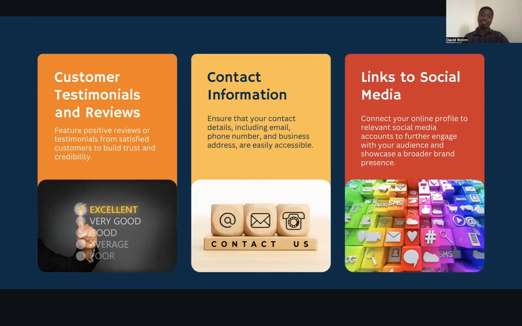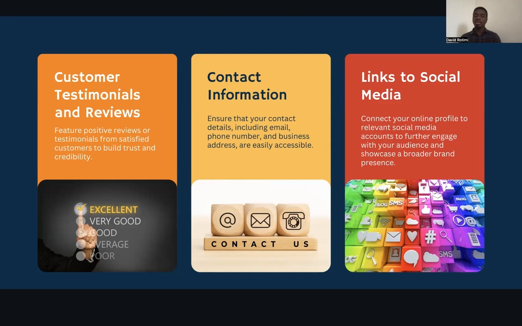Another thing you can also add, depending on the type of listing platform, is customer testimonials and reviews. If it's possible to include that, you want to include that. The reason is that it helps people have a good perception of your brand. They believe that you are able to deliver consistently when they see testimonials from other people. Another thing you also want to include without fail is your contact information. This is how people can reach you. So you want to ensure that you have your contact details, email, phone number, business address, all this information easily accessible, okay?